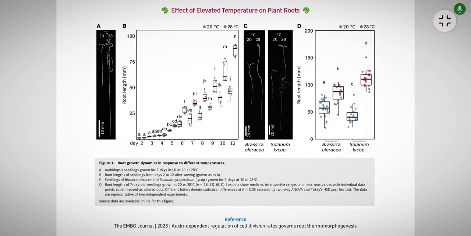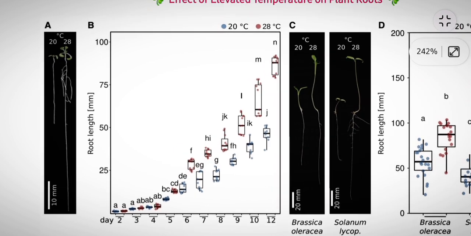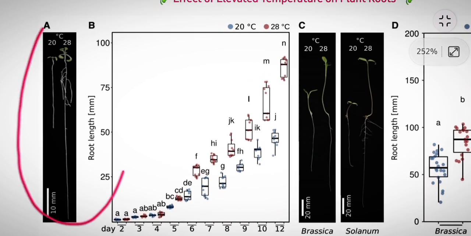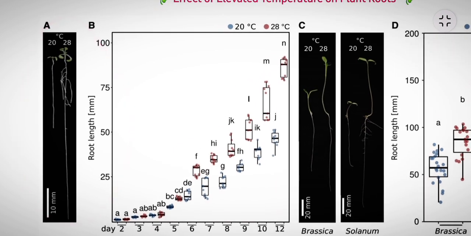Now let's get started with the actual content of this video. As you can see on the screen, we have four figures labeled A, B, C and D. If I zoom into figure A, we can see that two seedlings of Arabidopsis thaliana are placed side by side. These seedlings were grown for 7 days, after which they were photographed. The left seedling was grown at 20 degrees Celsius, whereas the right seedling was grown at 28 degrees Celsius.